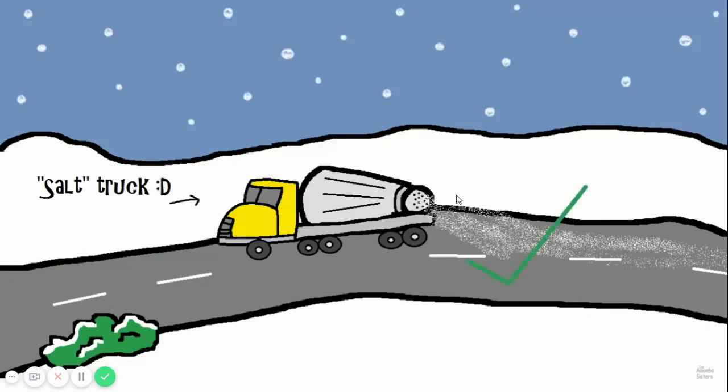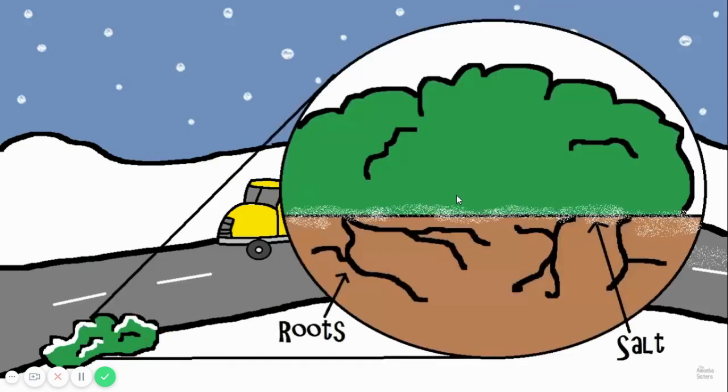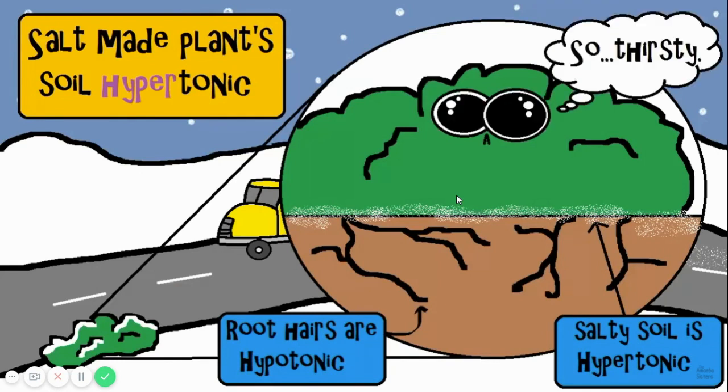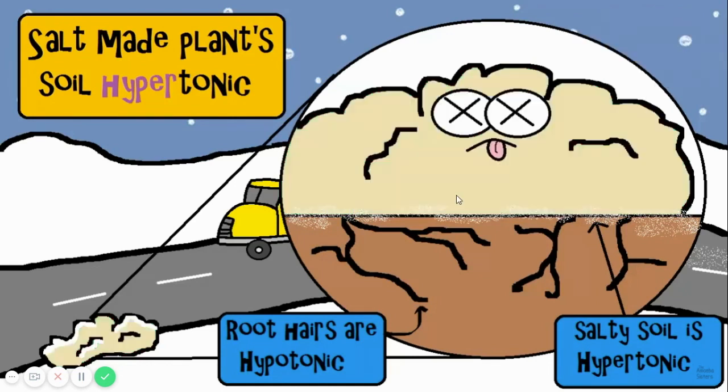Great for icy roads. Not so great for the plants that live right by the roadside. If you dump a bunch of salt on these plants, you can make the soil environment around them very salty, very high in solute concentration, very hypertonic compared to the root hair cells. So how does the water move into the root hair cells now? Well, it doesn't. Many plants by salted roadsides die.